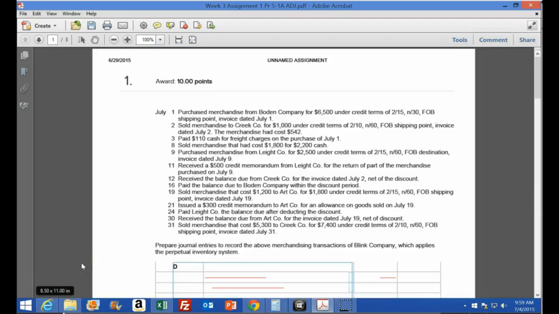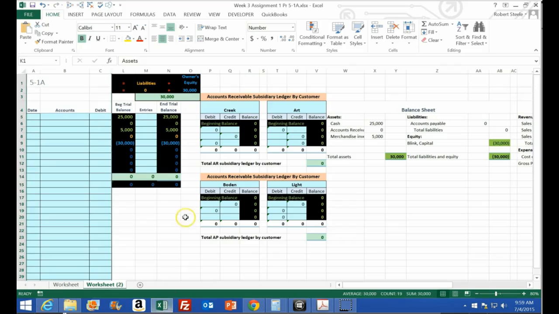Hello, this is Bob. In this lecture, we will take a look at a problem that will be similar to the homework and/or assignment. The problem will look like this. We're going to work it in an Excel sheet that will look like this.